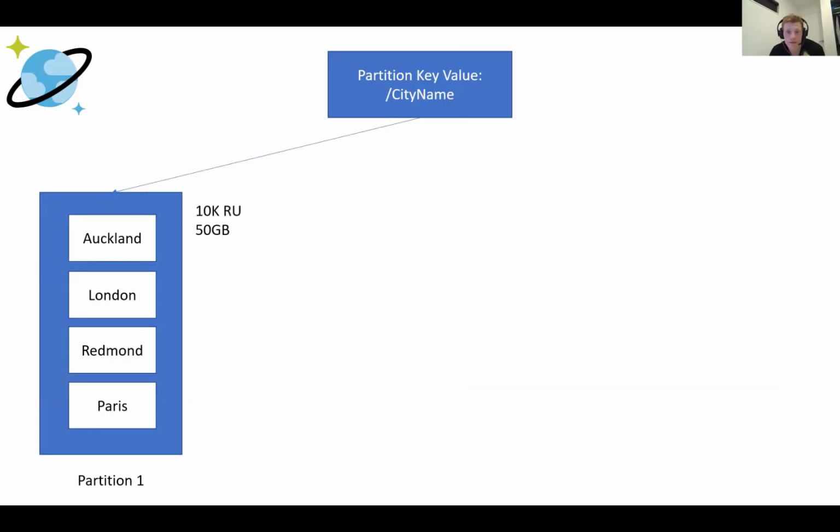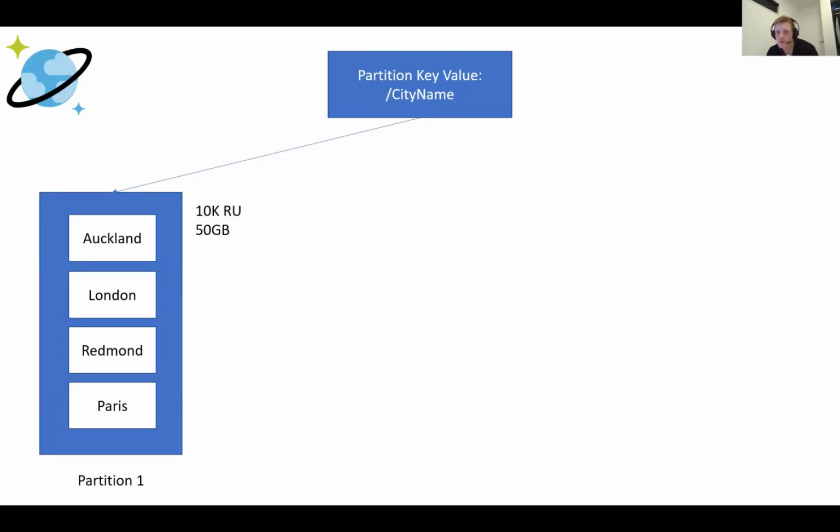Now with this, as you can see, one or more logical partitions can be mapped to a single physical partition. So here we've got logical partitions for Auckland, London, Redmond, and Paris, and they're all placed inside our physical partition. Depending on the size of these logical partitions, we may only require a single physical partition. And remember, we don't manage these physical partitions ourselves. The Cosmos DB team does that for us.